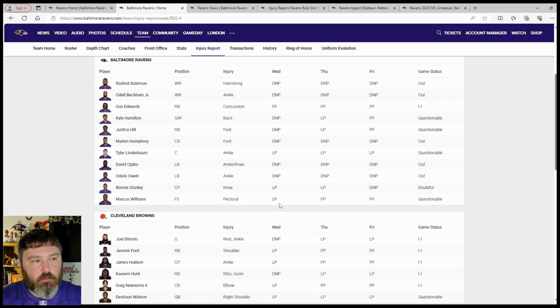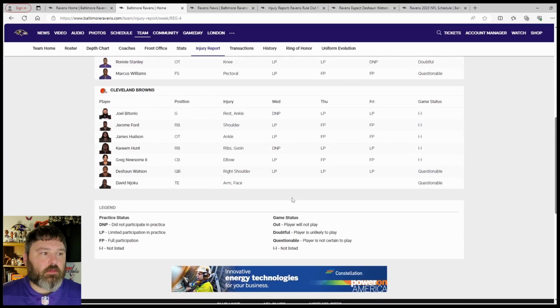Pectoral injury. Limited participant Wednesday, full participant Thursday and Friday, listed as questionable. Here's somebody we thought maybe a few weeks, maybe this would actually have to result in surgery. But at this time, being full participant Thursday and Friday, I say he's probably playing, which is fantastic news. But something we'll have to keep an eye on, especially in game. This does seem to be a little quicker than we thought he would be back, so hopefully we're all making the right decisions here.